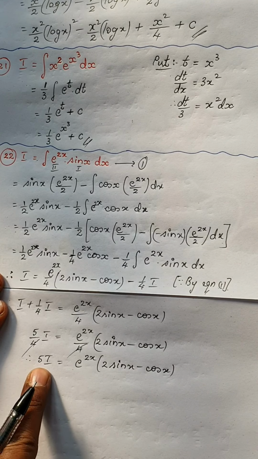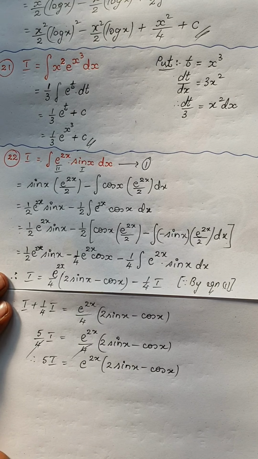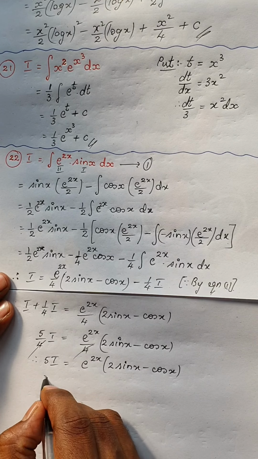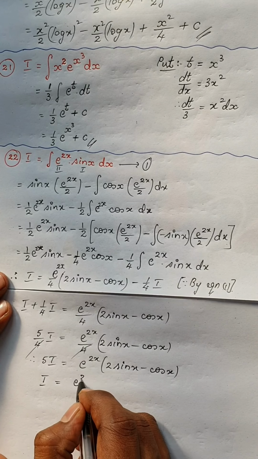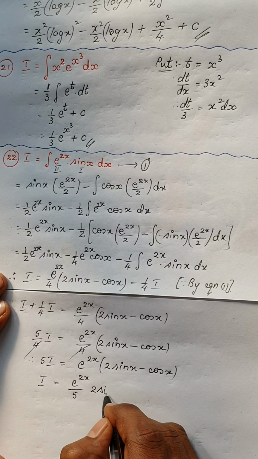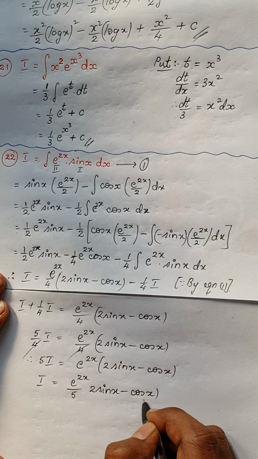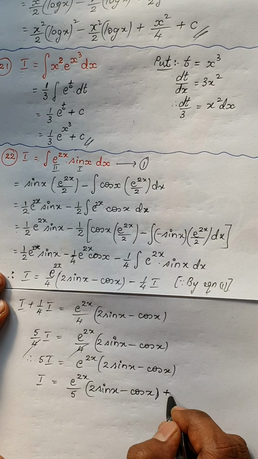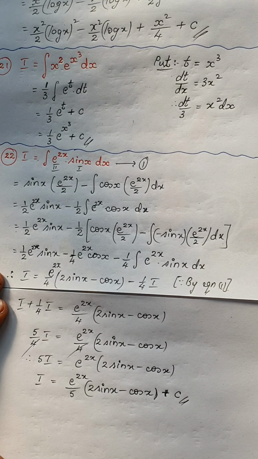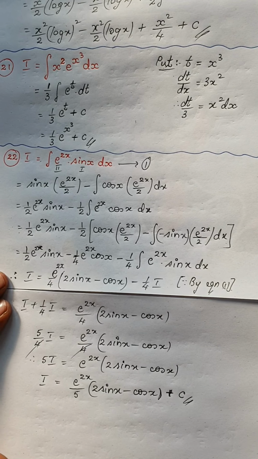But what I have is 5I, I want the value of I. So finally, divide by 5, we get I is equal to e power 2x divided by 5 into 2 sin x minus cos x plus c, which is the constant of integration. So this would be the final answer for the above given integral.